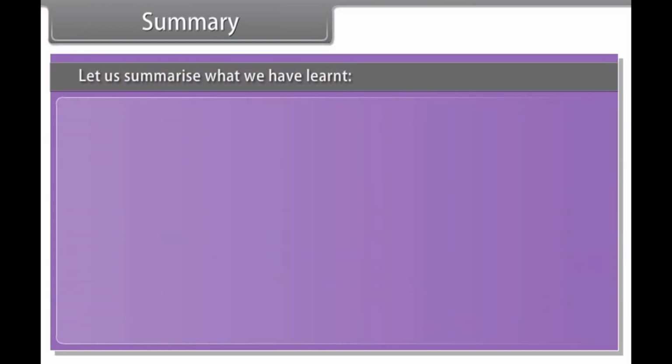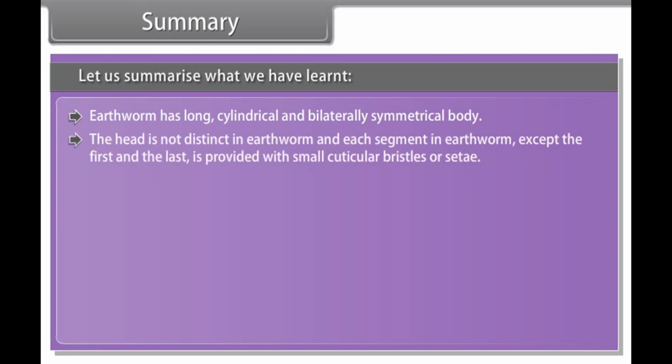Summary. Let us summarize what we have learnt. Earthworm has a long, cylindrical and bilaterally symmetrical body. The head is not distinct in earthworm, and each segment in earthworm, except the first and the last, is provided with small cuticular bristles or setae.